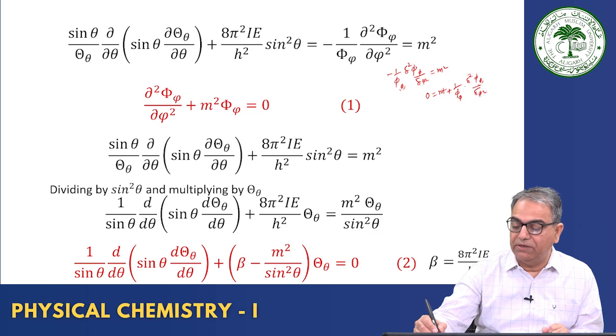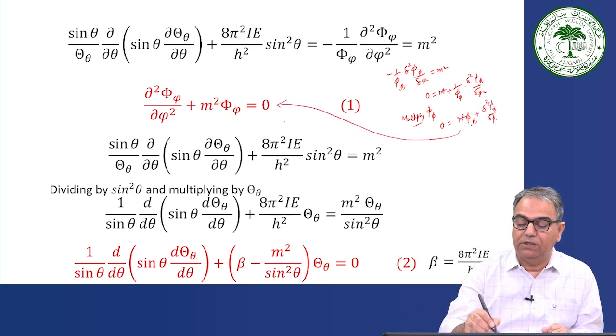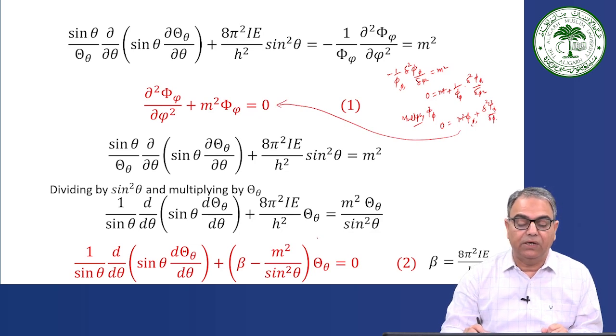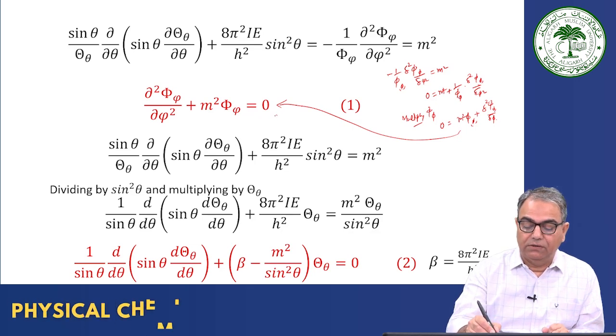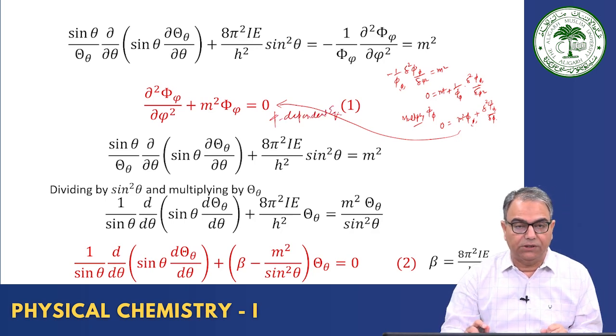Then multiply whole equation by phi phi. So this LHS will remain 0. This phi phi multiplication will give you m square phi phi plus this phi, you are multiplying with phi phi, so this will go and you will have del square phi phi divided by del phi square, and this is actually this one. Okay, del square phi phi by del phi square plus m square phi phi is equal to 0. Okay, this is your phi dependent equation, only one variable, phi dependent equation.